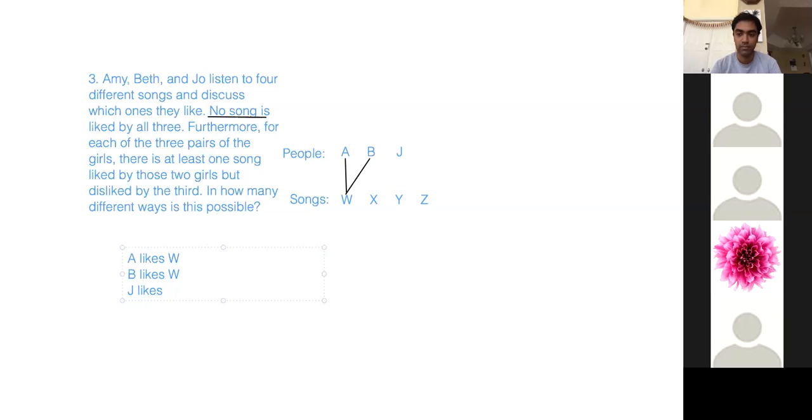J could like X and B could like X, but then A wouldn't like X. Okay, that works. What else? And B could like Y and A could like Y, and J could not like it. Okay, good. And then A could like Z and J could like Z. Good. Actually, let's set that for Y itself, because W already satisfies the original one, right? A and B both like W, but J doesn't. So now B and J both like X, but A doesn't. And now A and J like Y, but B doesn't, right?